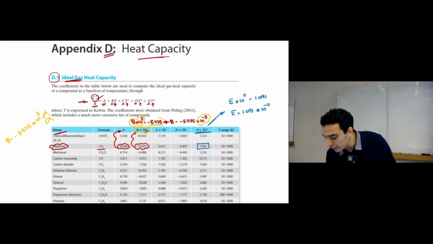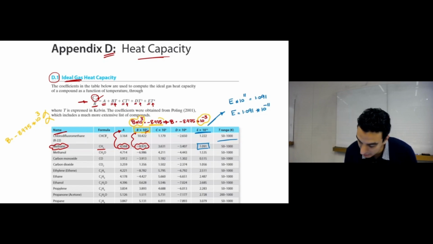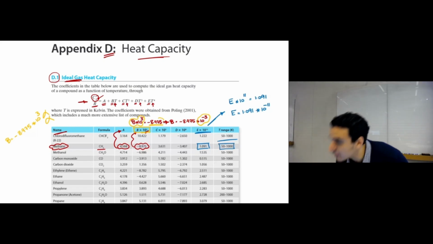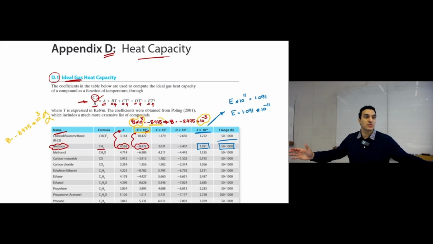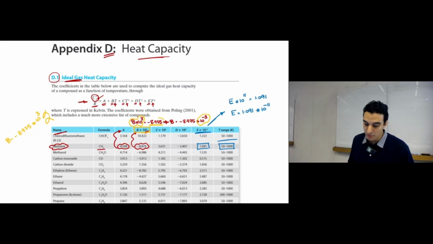The last column here is the temperature range. So all of these parameters can be used to calculate heat capacity for methane, for example, if the temperature lies within this range. So we have this constraint here. Outside this temperature range, we have some inaccuracy or error in using these parameters to calculate heat capacity. So always keep this in mind.